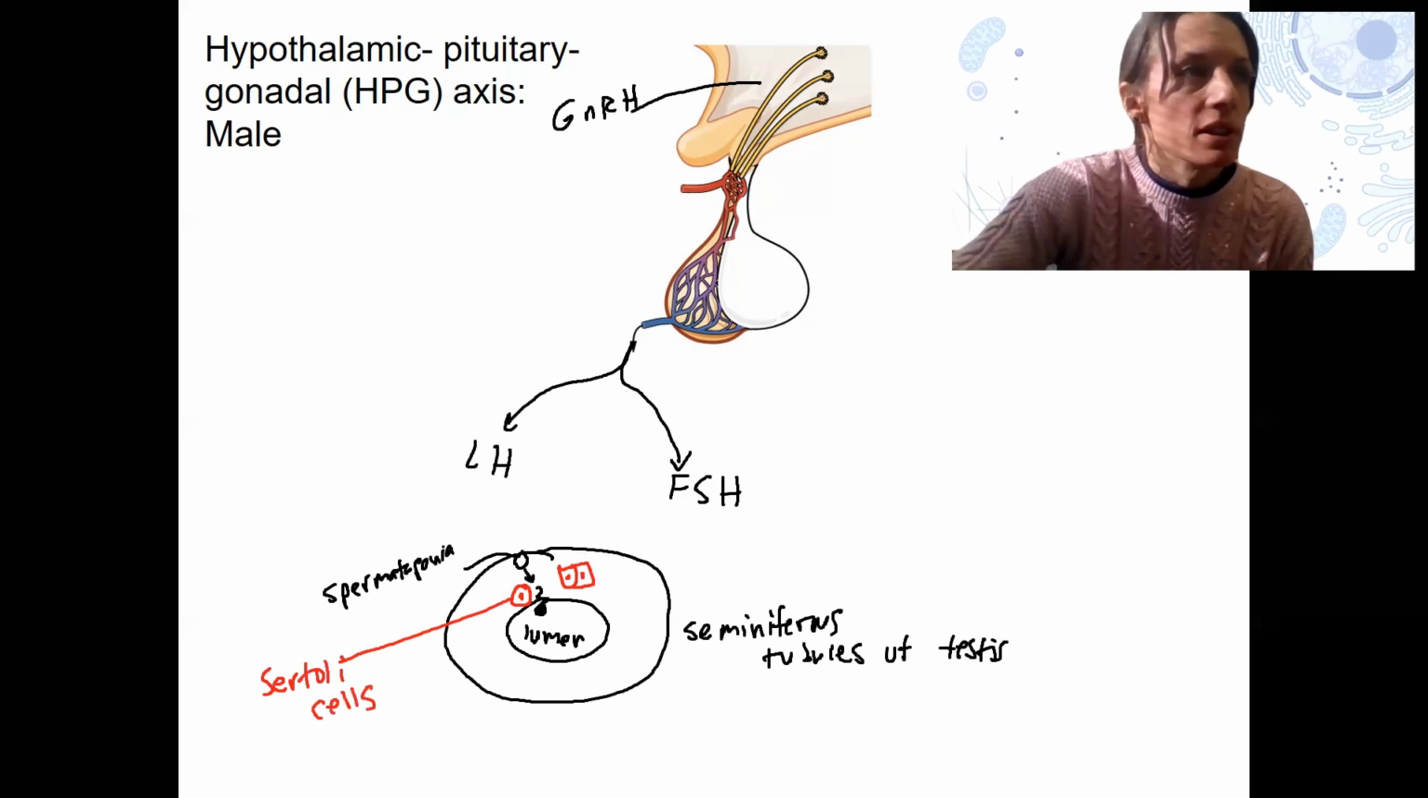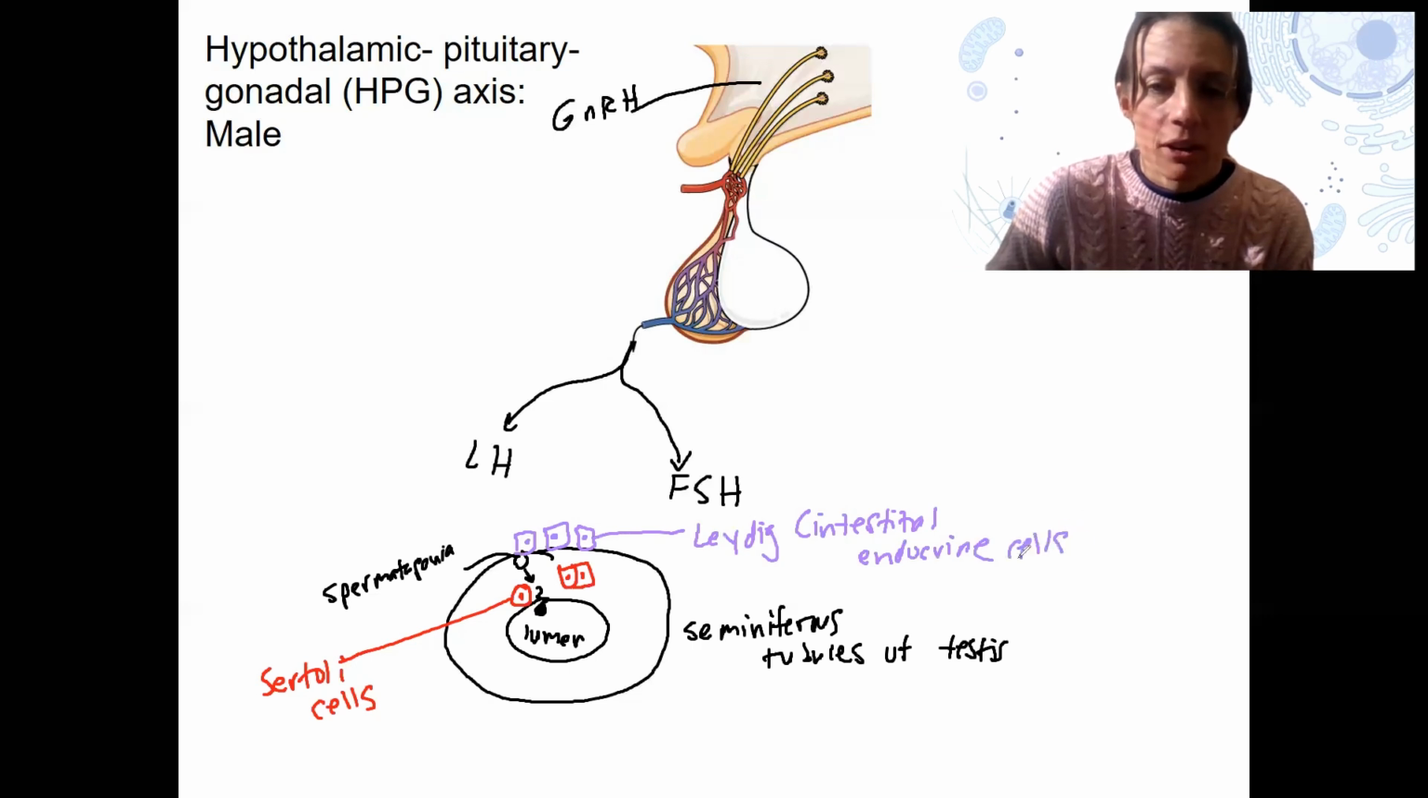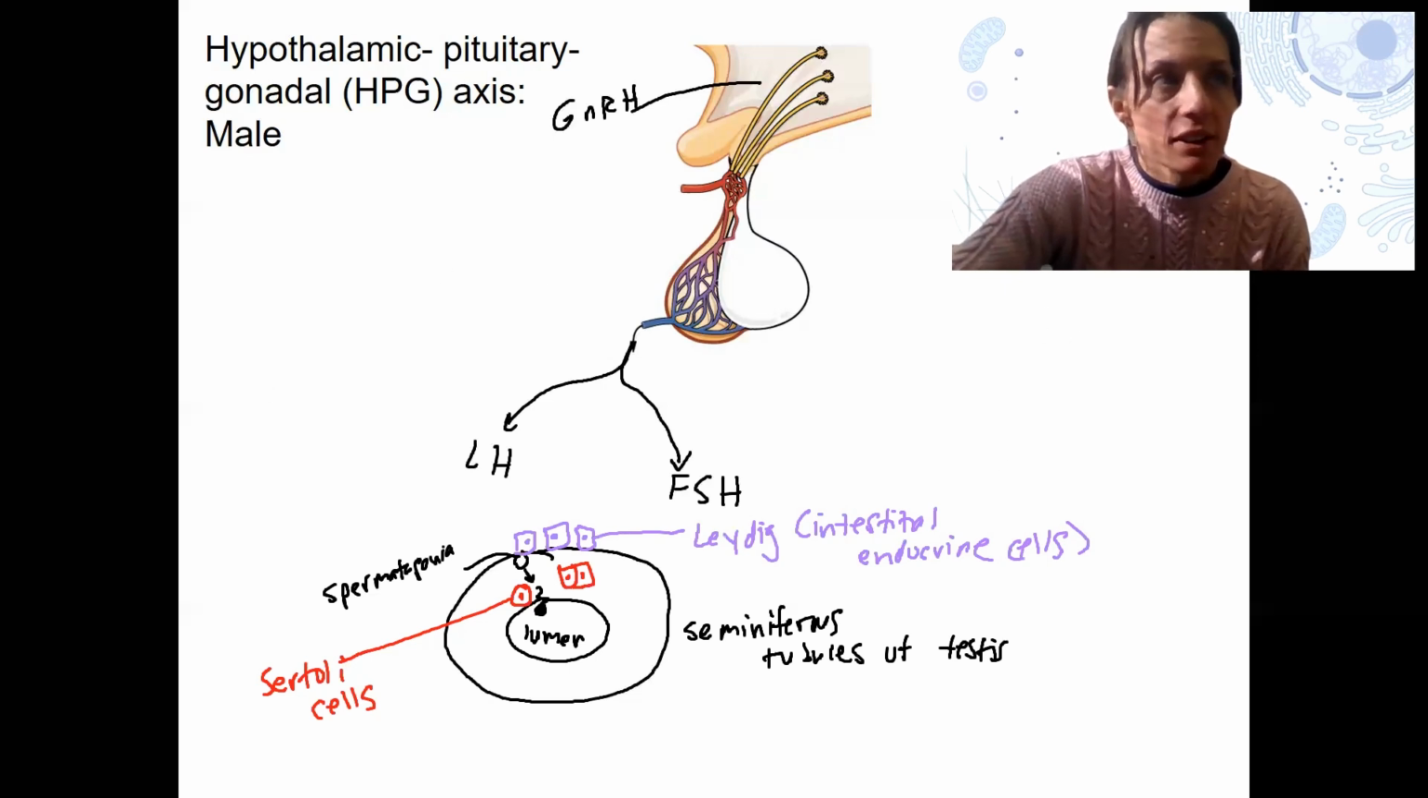I'm going to draw another type of cell that is present in the testes as well. These are located in the kind of interstitial area outside of the seminiferous, surrounding the seminiferous tubules. So these are Leydig cells. These are also called interstitial endocrine cells, because that's what they are. They're in between the tissues and they're endocrine cells. So we're going to have the actions of luteinizing hormone and follicle stimulating hormone on these different cell types.